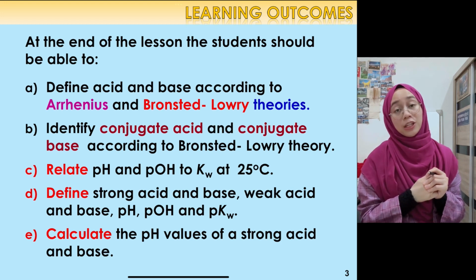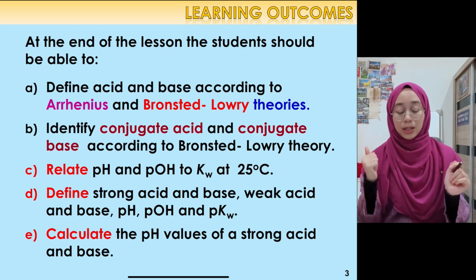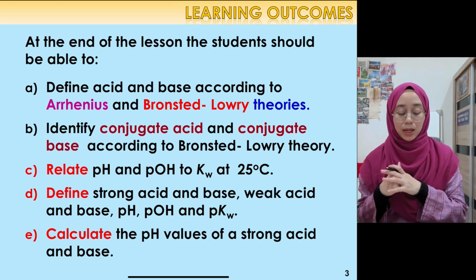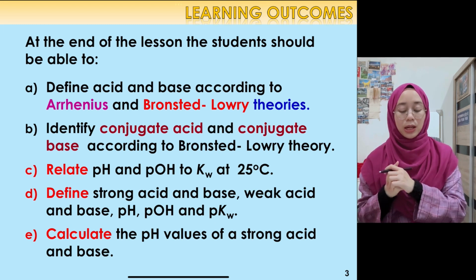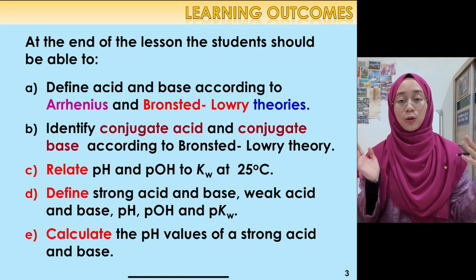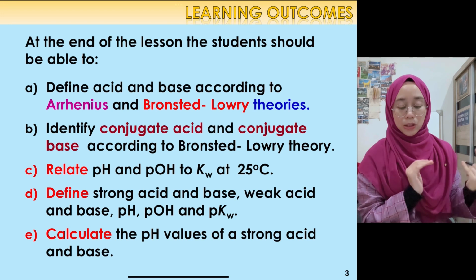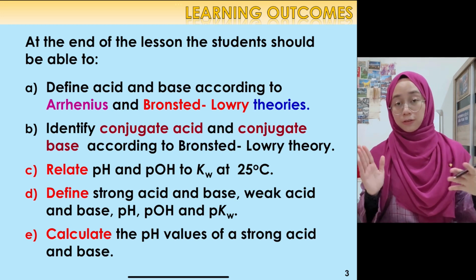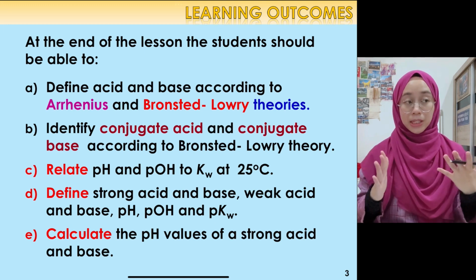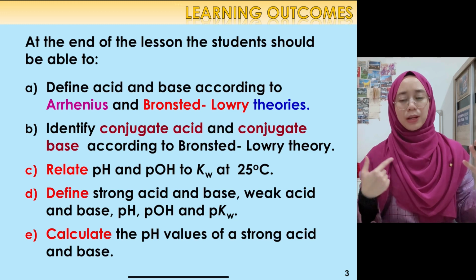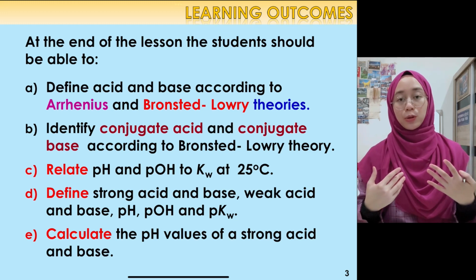And then kita akan tengok definition of strong acid and base, weak acid and also weak base, and pH, pOH and also pKw. And then we will calculate the pH value of a strong acid and also strong base. So untuk calculation part kita akan tengok untuk yang strong acid, strong base sahaja. So antara benda yang kamu dah aware dekat sini is actually the definition of strong acid, strong base, weak acid, weak base. Yang tu kamu dah sepatutnya dah tahu dah. So kita akan just macam revise balik sort of benda yang kamu dah belajar waktu kat sekolah dulu.